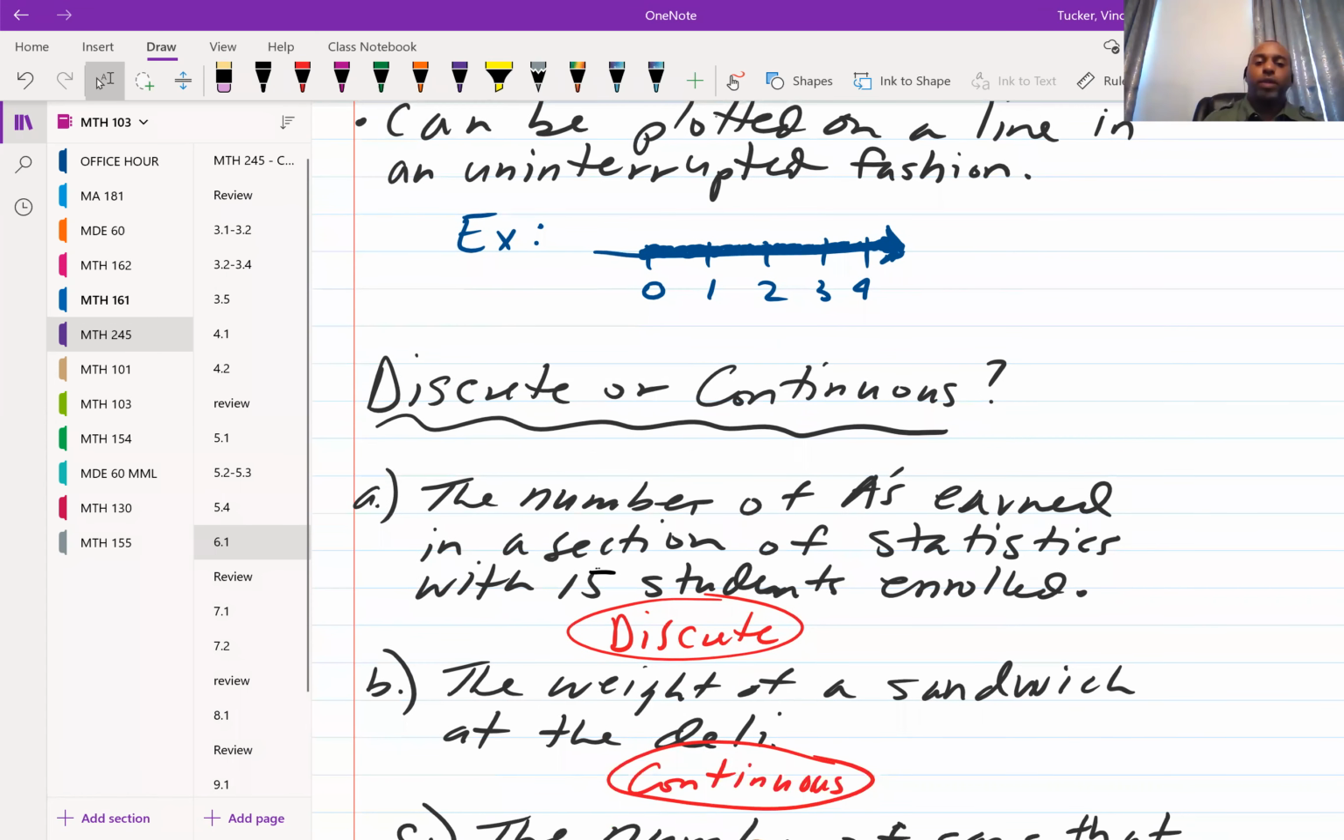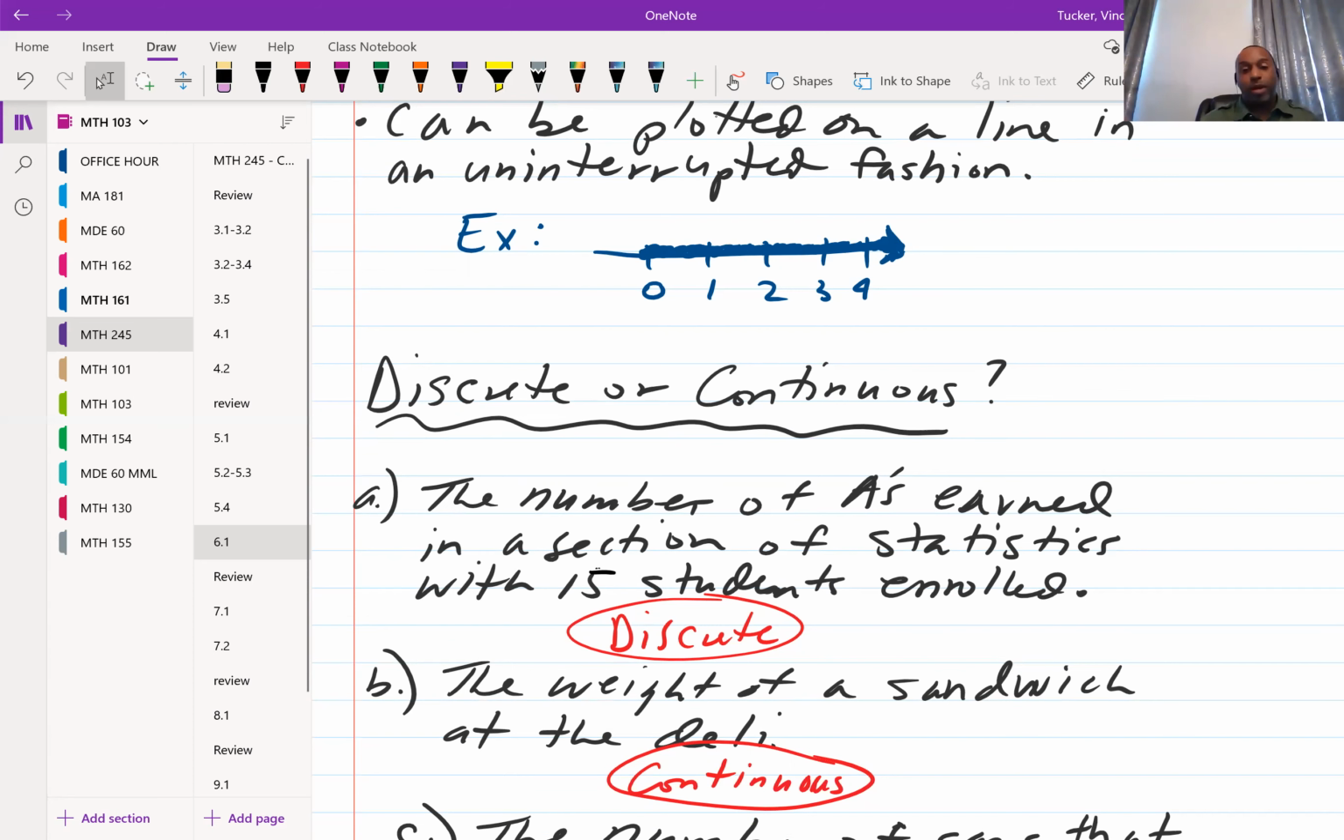All right. So if we look at B, the weight of a sandwich at the deli would be considered continuous. Basically, whenever you're measuring something with a scale or weighing something, it will be considered continuous, because if your scale is more accurate than mine, then that answer is still correct. So if I weigh a sandwich and it weighs, I don't know, 5 grams, and then you weigh it, but yours is more accurate and it says 5.1, well, both of those answers are correct.